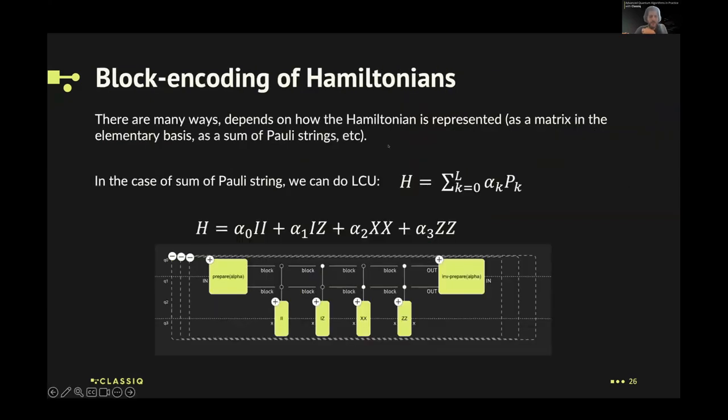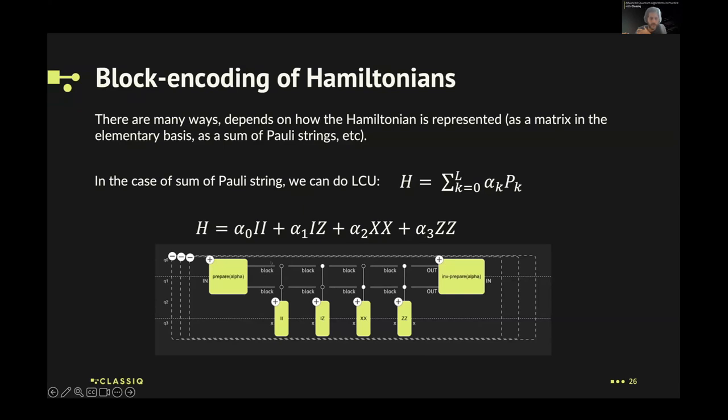One slide about block encoding Hamiltonians. One way to block encode Hamiltonians is with LCU. If your Hamiltonian is given as a sum of Pauli strings like this, you can block encode it with the prepare and select. What you can do is prepare this alpha. I have 4 alphas, so I need 2 qubits. So I prepare a state which is alpha 0, alpha 1, alpha 2, alpha 3.